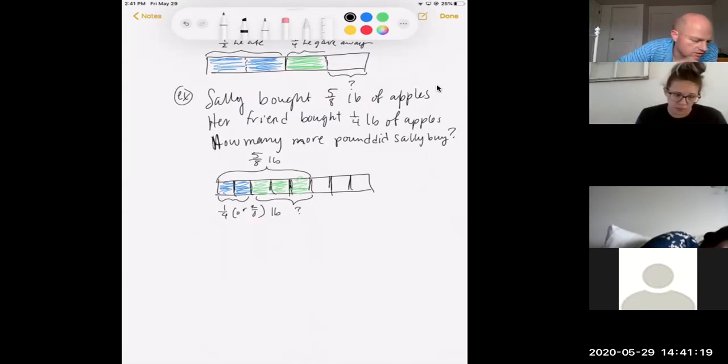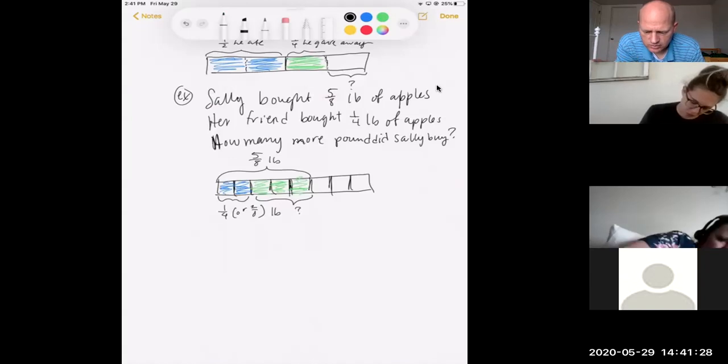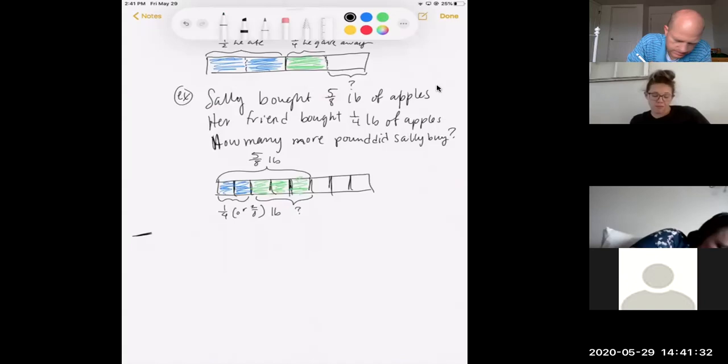Okay, just a few more minutes. What we need to do is show pictures of how to convert improper fractions, or fractions greater than 1, to mixed numbers and vice versa. Okay, and then that's the lesson.